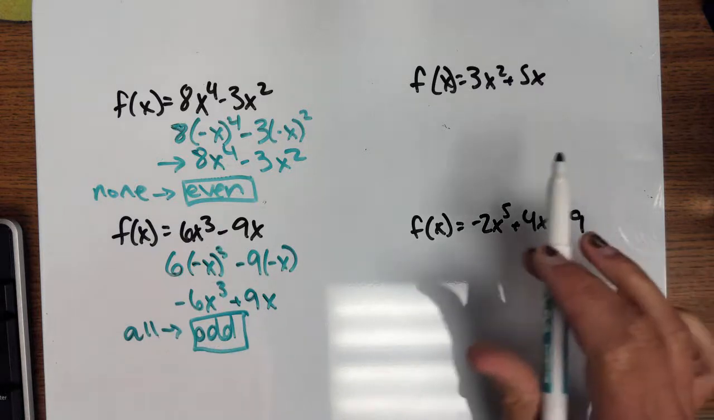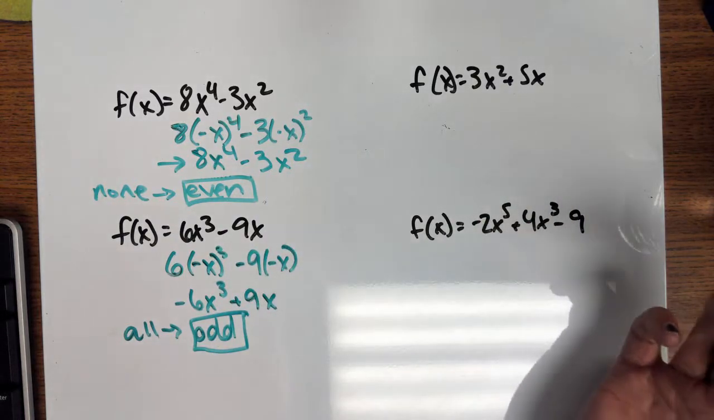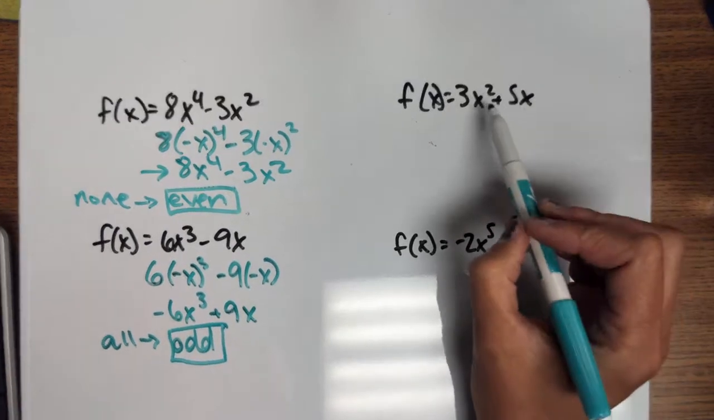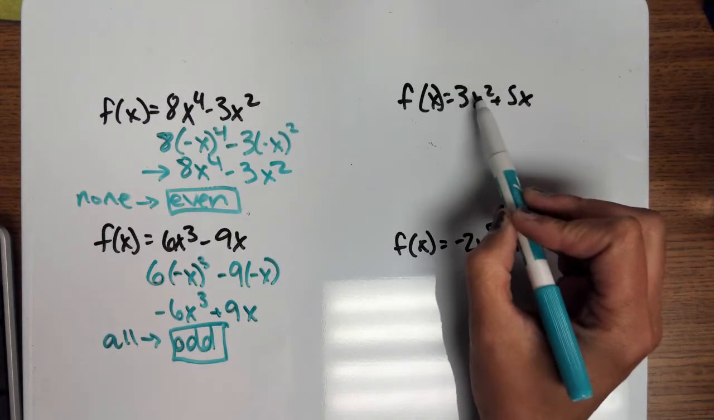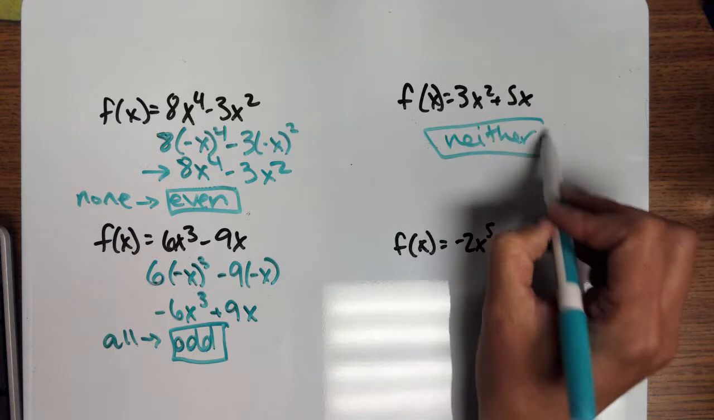So if none of the signs change, it's even. If all of the signs change, it's odd. And then obviously, if some change and some don't, it's just neither even nor odd. So if we look up here, if I plug in a negative x, that's not going to change. This one will. This means that this function is neither.